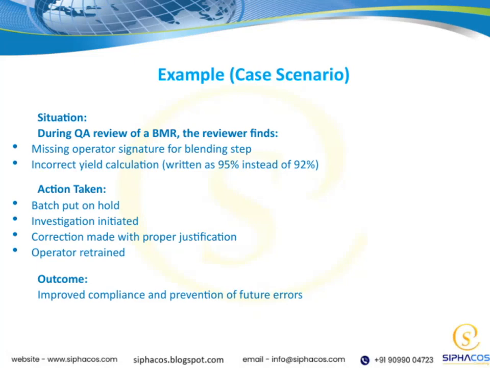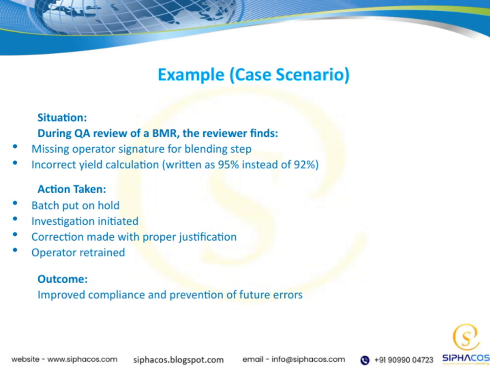Let's walk through an example case scenario to see how these situations can unfold in practice. During a QA review of a batch manufacturing record, or BMR, the reviewer identified a couple of key issues. First, there was a missing operator signature for the blending step, which is crucial for traceability and accountability. Second, the yield calculation was incorrect, written as 95% instead of the actual 92%. These might seem like small details, but they can have significant implications for compliance and product quality.